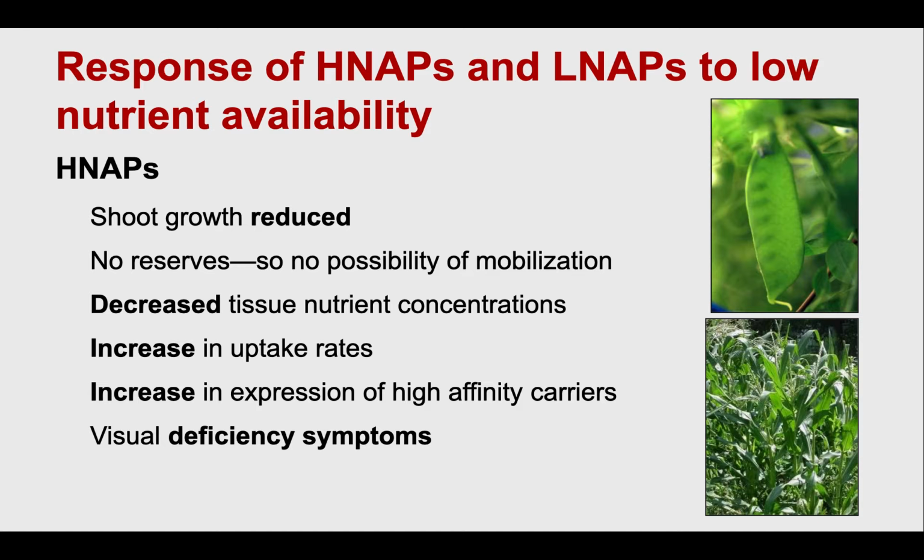So what if these two types of plants all of a sudden had low nutrient availability? In these high nutrient adapted species, they're going to reduce shoot growth, because they're going through nutrients so fast, and then all of a sudden they don't have any. They're not going to be able to grow like they normally grow. They have no reserves. They have stored no nutrients away, essentially, so they can't go back into, say, a tap root and grab those nutrients out. They're going to have decreased nutrient concentrations, because they're still going to try to grow, but they're just not going to have the abundance of nutrients in their leaves.